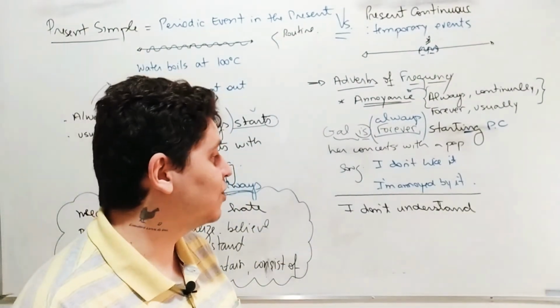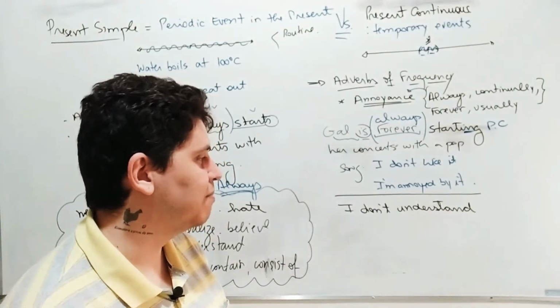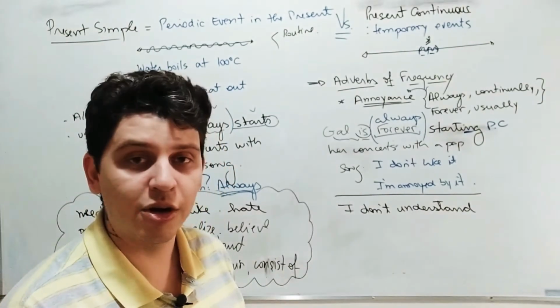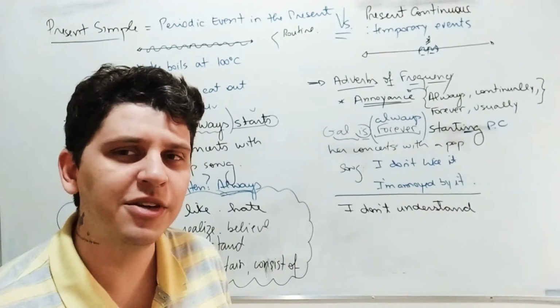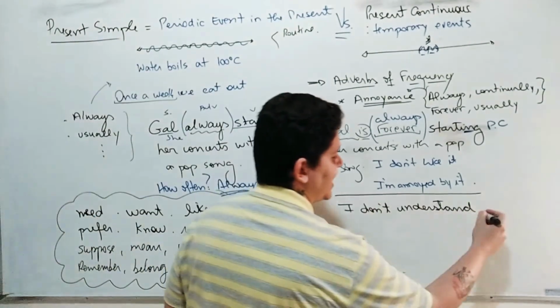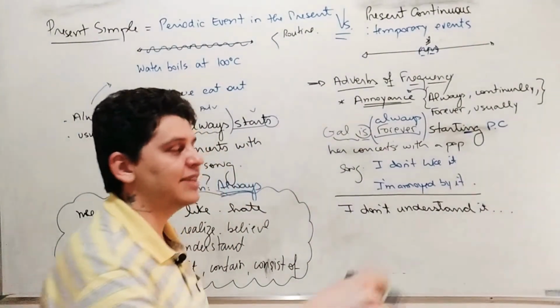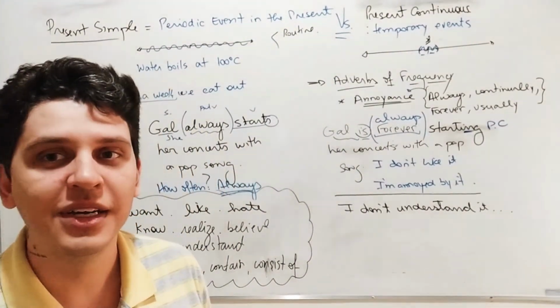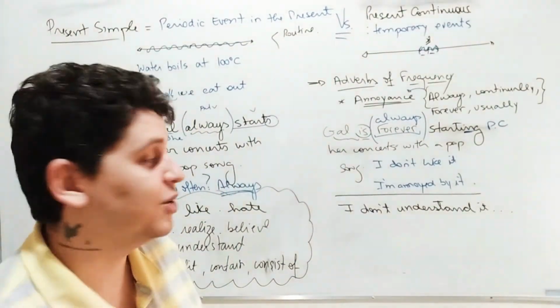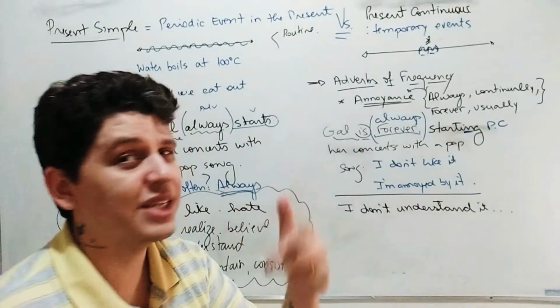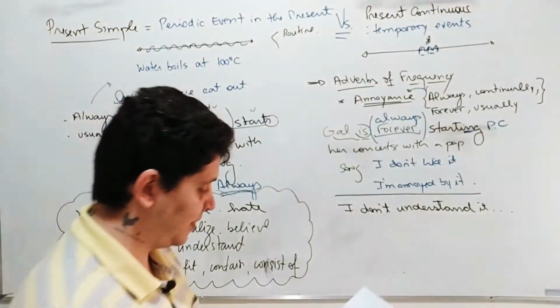Okay? And if you want to make it clearer that this is happening right now, you could say, I don't understand it right now. You can even write that. I don't understand that now. I don't understand it right now. Okay? You can do that, but you don't put it in the ing. You'll see that later on it's possible.